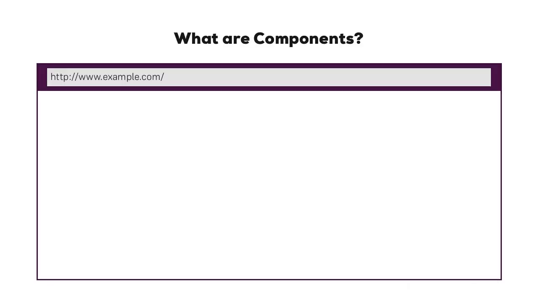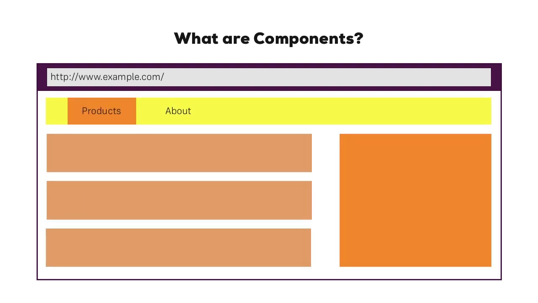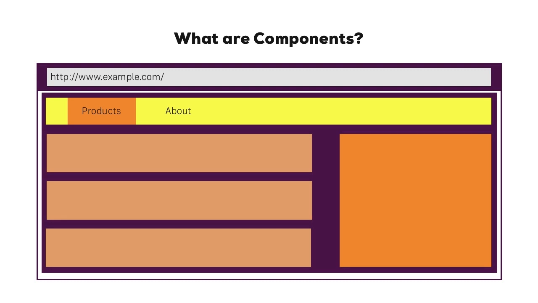So if we have a look at our browser window here and we're on example.com, well, we probably see a header with a products and about link, for example, and on the products page we might have multiple products, kind of a sidebar on the right, and all of these things here are components. Of course, they are living on a kind of a root component, a component holding everything together.